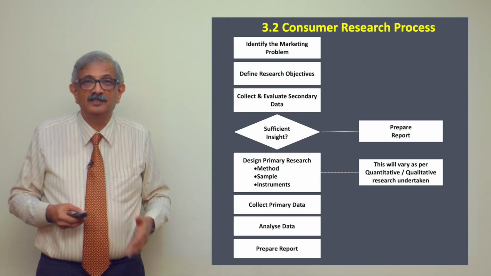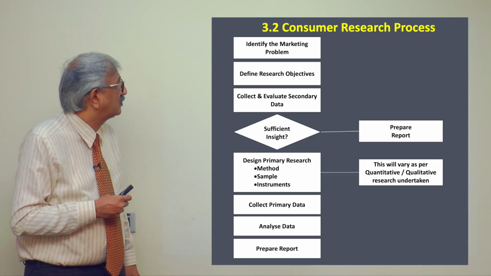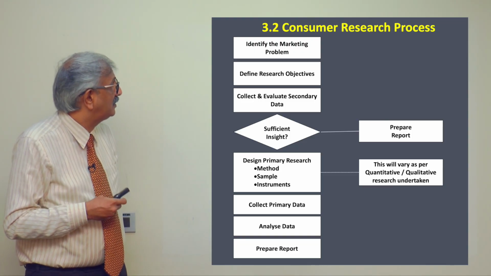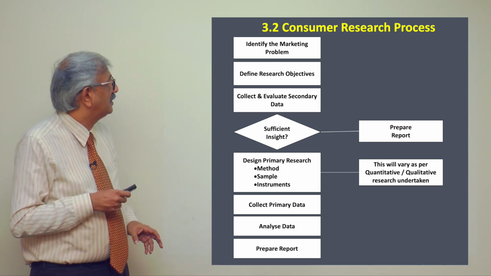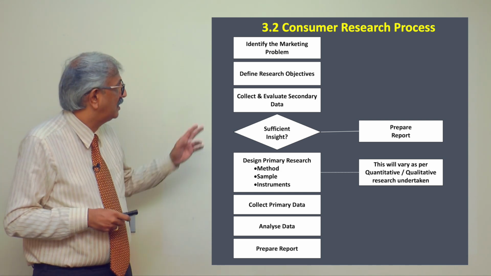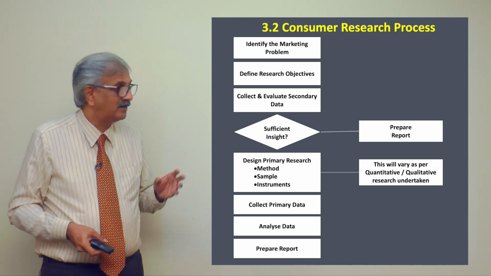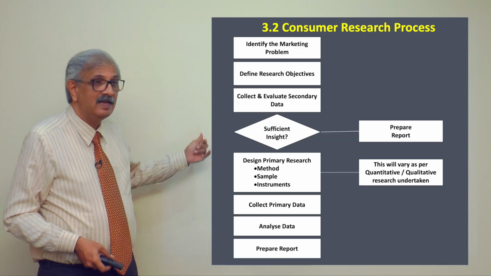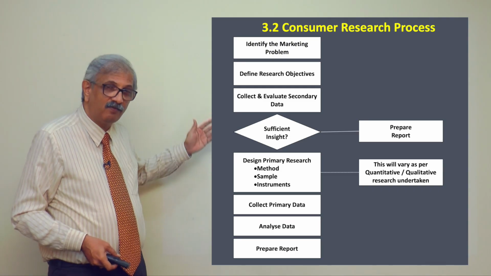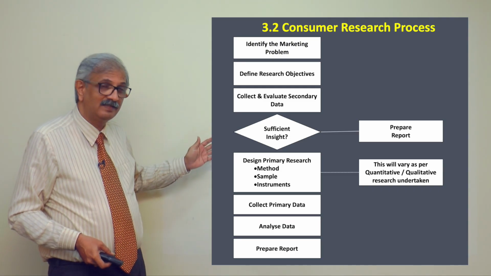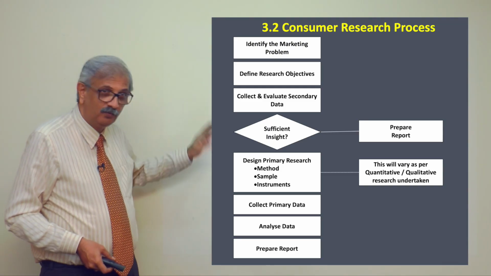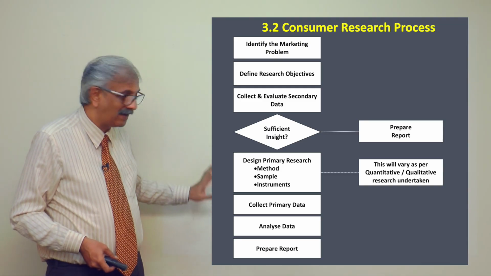So this is a 7-step process of research or consumer research. It starts with defining the marketing problem, then comes defining the objective, then comes the collection of the secondary data, collecting and evaluating, making meaning out of it. Do you get sufficient insight from the secondary data sources and the analysis that you have done? If yes, prepare the report. If no, then you have to get into doing a primary research.